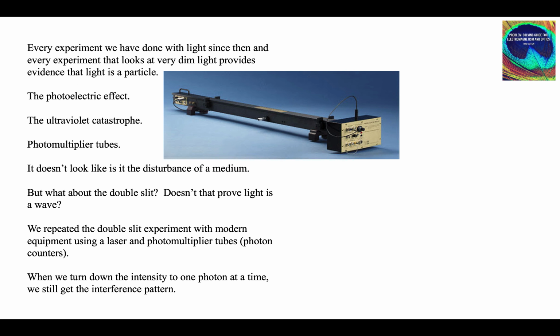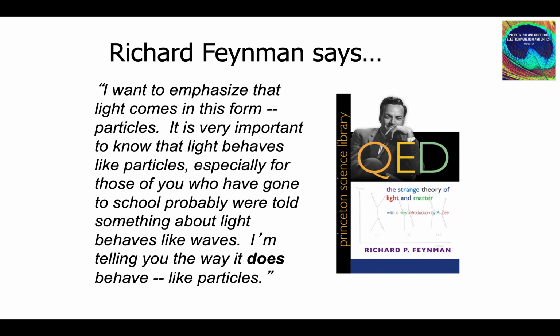Single photon double slit, we still get the interference pattern. So how the heck can we call it interference if there's only one photon there at a time? Richard Feynman got the Nobel Prize for his quantum electrodynamics, his explanation of how photons and electrons behave. And he says light comes in this form, particles.